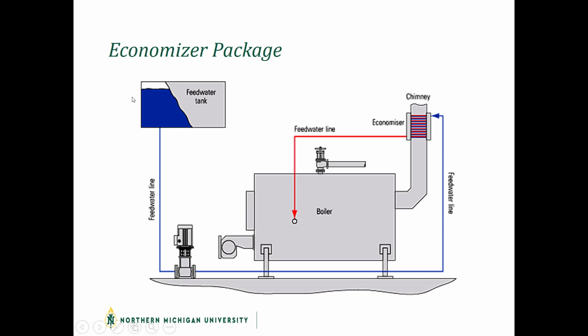So the way that would work is instead of the feed water tanks sending the water right into the boiler, it's going to bypass the boiler, go up into the flue where it's going to collect all the heat that's getting exhausted out. It's going to start preheating that water so the feed water line comes into the boiler already hot, so the boiler doesn't have to do as much work.